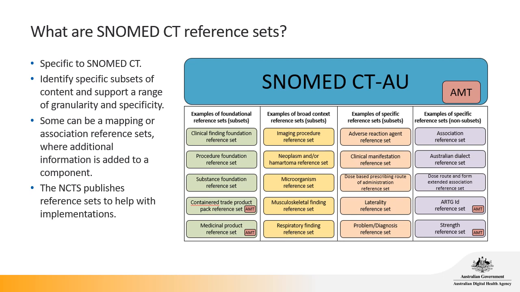So, what are SNOMED CT reference sets? Reference sets are extensions to SNOMED terminology for a specific purpose. They identify subsets of content and support a range of granularity and specificity. The most common reference sets are subsets, where we create small bite-sized chunks of the terminology to help with implementation. However, there are other types of reference sets, such as mapping or association reference sets, where information can be added to the terminology that's not already part of the modelling. We will go over these broad categories next.